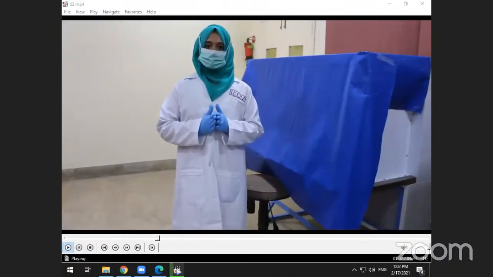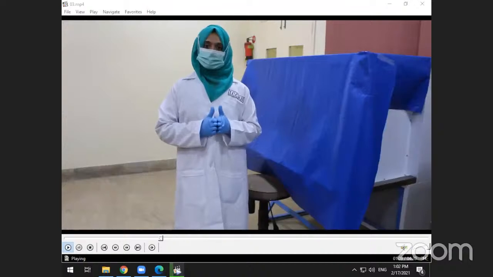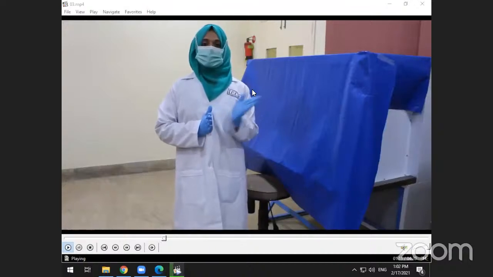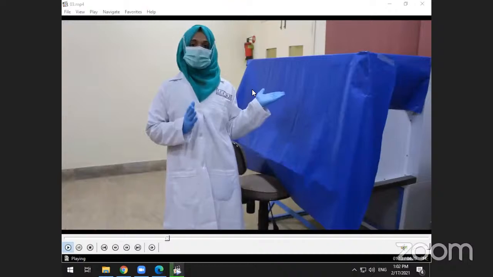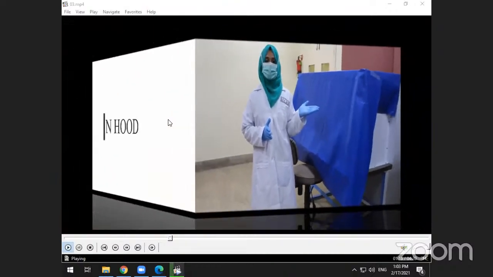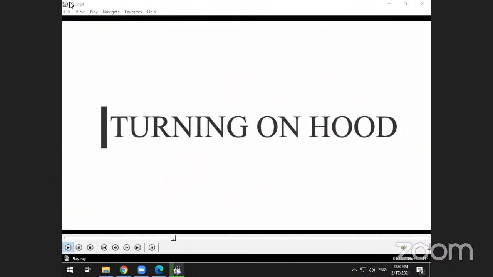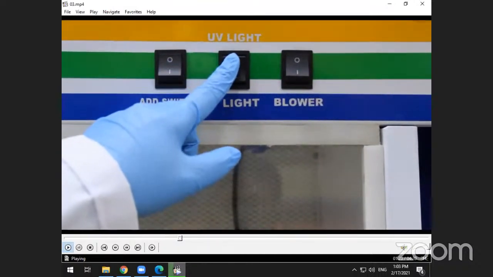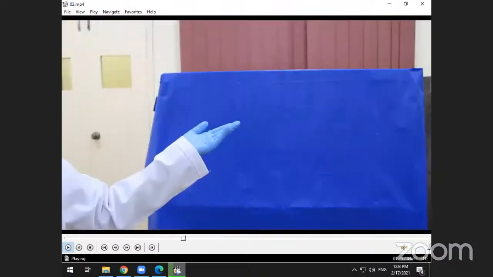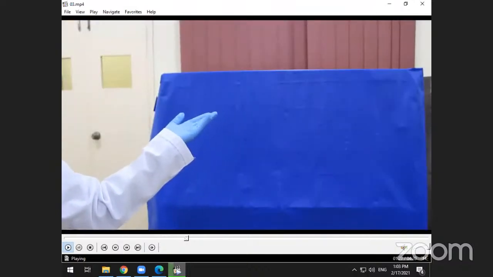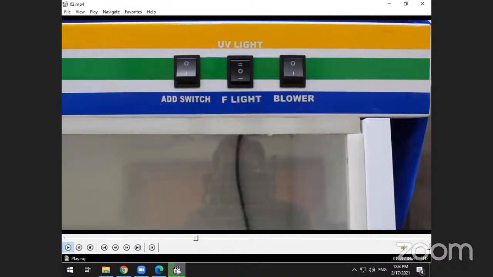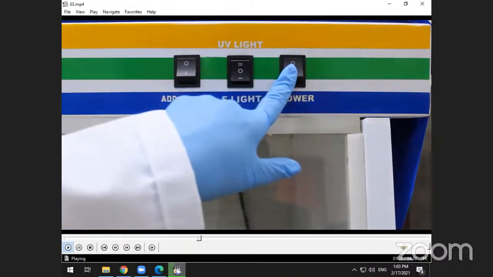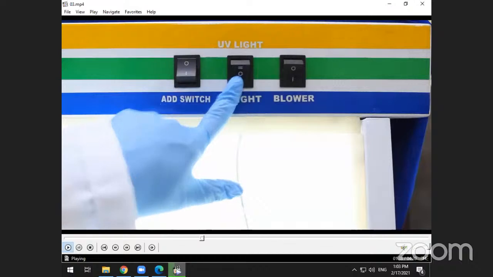Laminar flow hood is used to maintain the sterility of the cultures, and in order to maintain the sterility, we need to sterilize our hood first by exposing it with UV light for 15 minutes. Turn on UV light and cover the laminar flow hood, as UV light is hazardous for health. Turn off UV light, remove the cover, turn on blower and light.